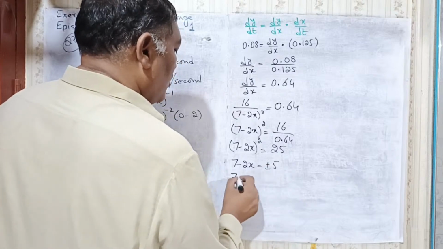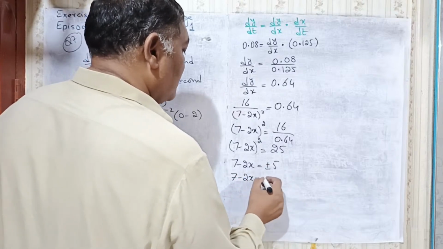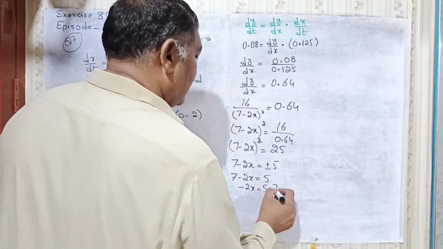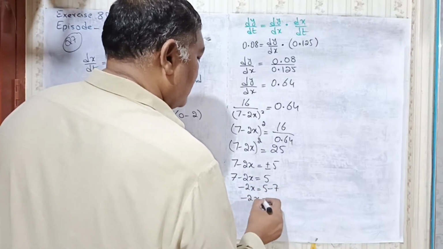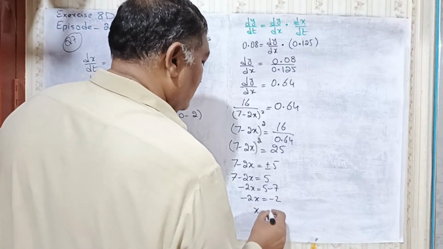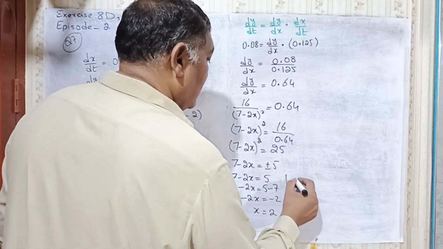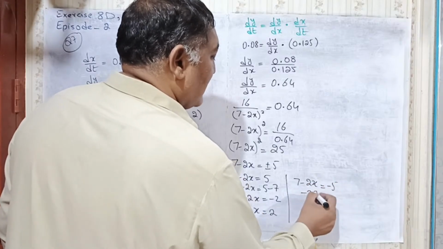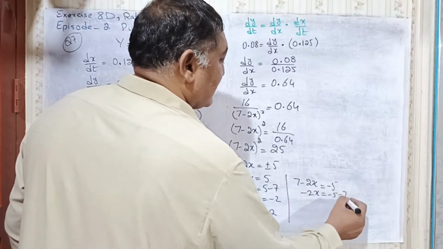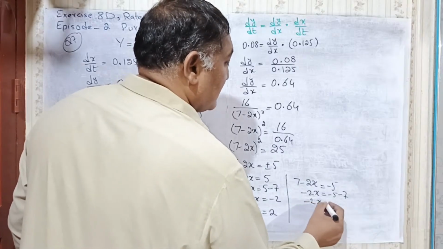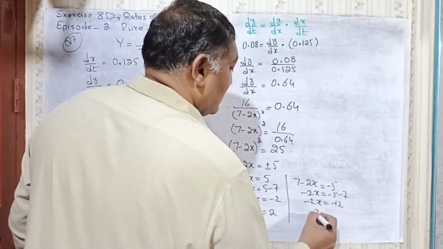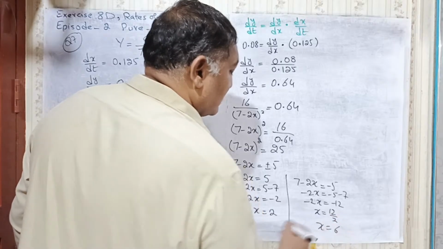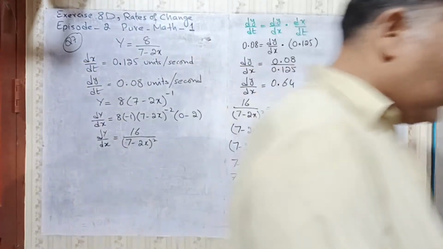So now you have two options. 7 minus 2x is equals to plus 5. So minus 2x will be equals to 5 minus 7. Minus 2x will be equals to minus 2. X will be equals to 2. The other option will be 7 minus 2x is equals to minus 5. Minus 2x will be equals to minus 5 minus 7. Minus 2x will be equals to minus 12. Minus minus gone. X will be equals to 12 by 2. So the x value will be 6. So these are the two possible values.